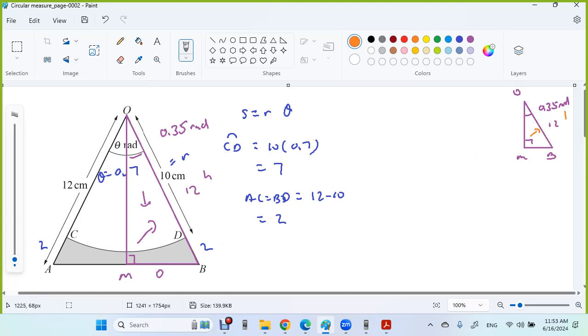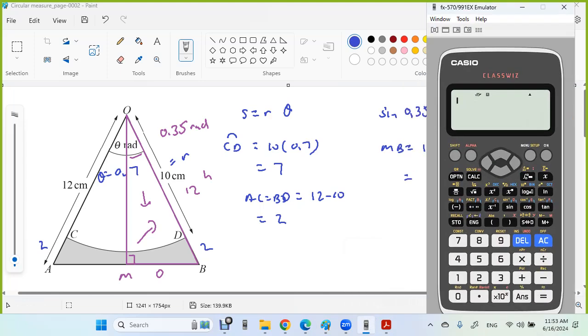So this is the hypotenuse, opposite. So we have sine 0.35c equals opposite over hypotenuse, that is MB over 12. So MB is 12 sine 0.35c. So we have 12 sine 0.35.